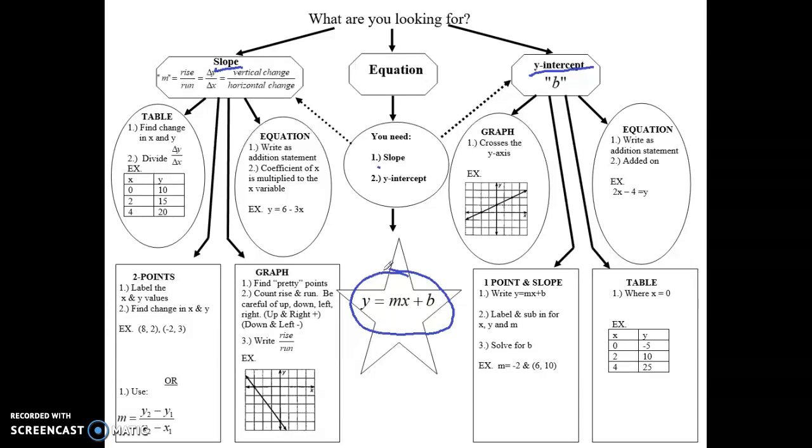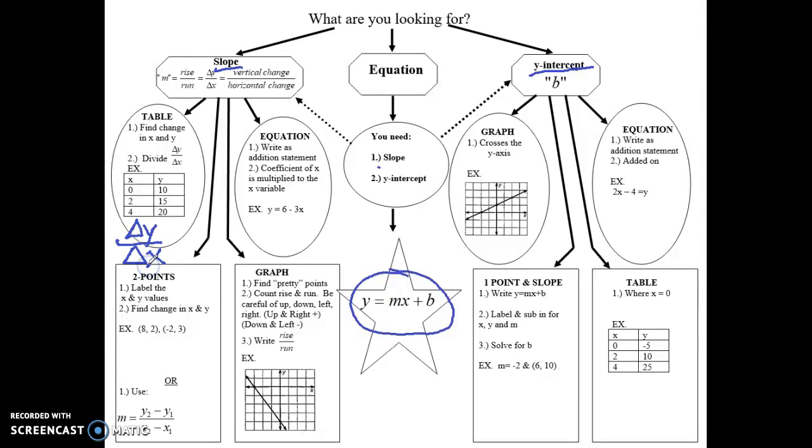So we're going to first work on the slope side through different examples of how we can do different techniques of finding slope. When you're looking with a table, you can find the change in the x and the y, and then you divide the change in the y by the change of the x. So in this table, we'll write change of y divided by change of x.